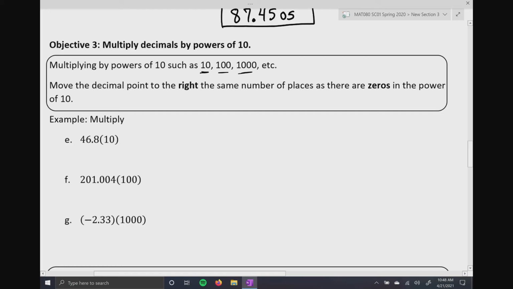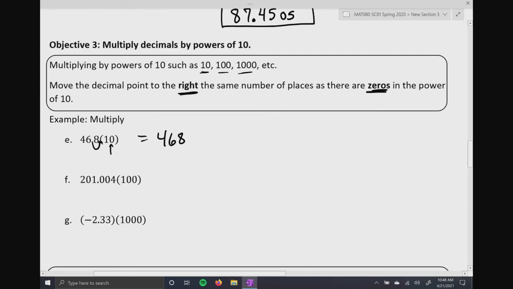You're going to move the decimal point to the right, the same number as zeros in that power of 10. So, for example, 46.8 times 10, well, I have 1 zero, so I move the decimal place one place to the right. So it equals 468.